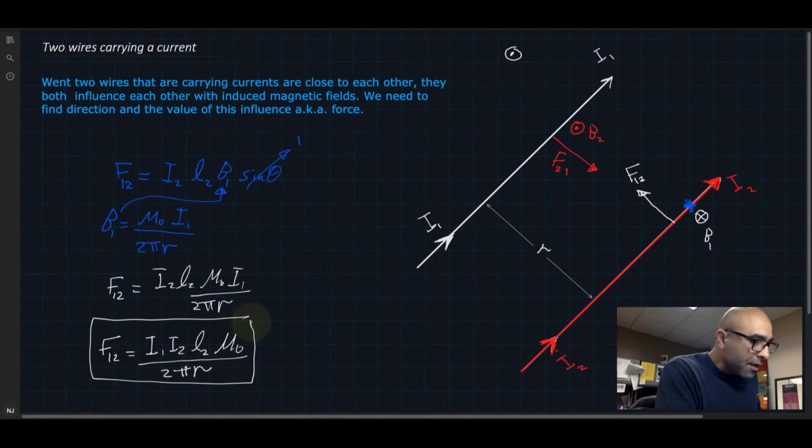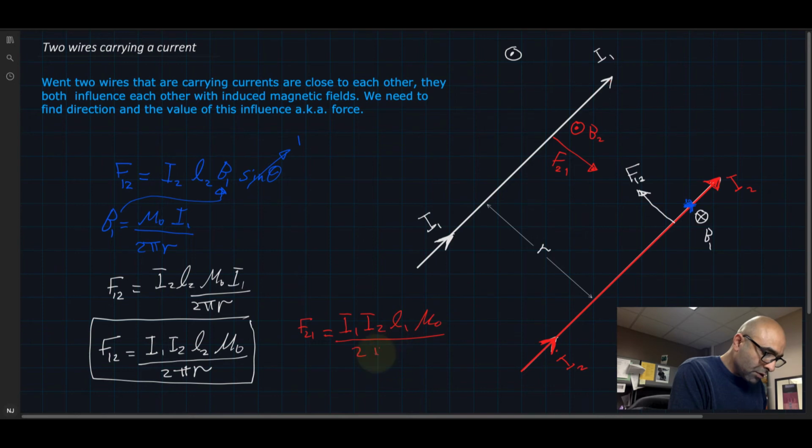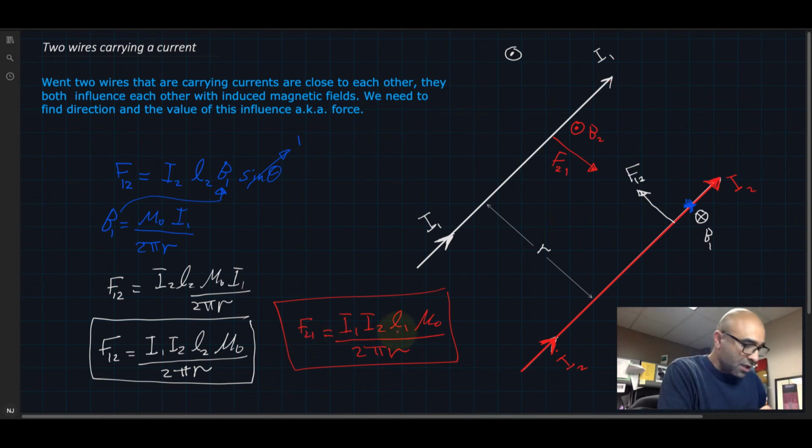If we want to find the opposite now, F2 on 1, it follows the same algebra, but we can do it quickly. F2 on 1 is equal to I1 I2, the same thing, but instead of L2 I'm going to put L1, times mu naught over 2 pi R. For F2 on 1 the object of interest is I1, that's why you put L1 here. For F1 on 2 the object of interest is 2, and that's why you put L2 here.